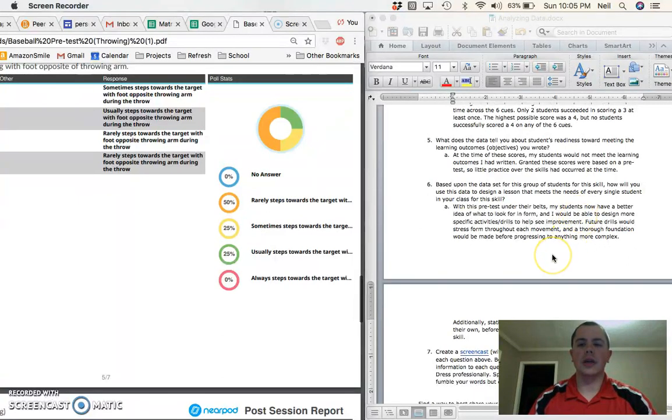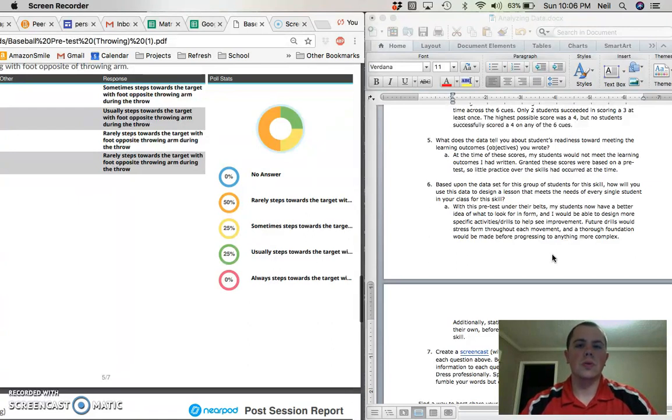Based on the data set, for this group of students, I would develop more basic lessons and more basic drills to make sure that I've really developed a solid foundation, a base to work off of. If they don't understand the basics, then they're never going to be able to accomplish the more complex skills. So first, I need to make sure that they all understand the basic format of the throw before moving on to any more complex throws.